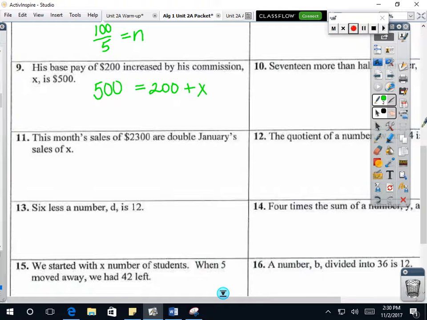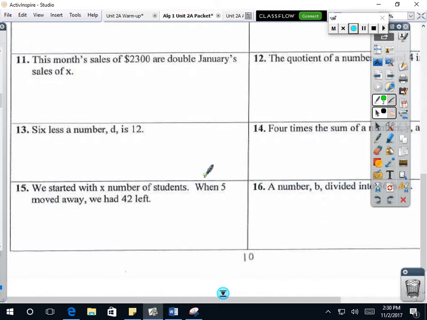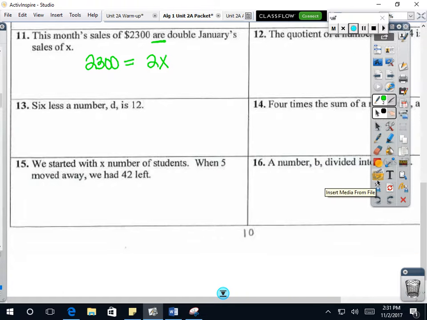All right, number 11. This month's sales of $2,300 are double January sales of X. What does R equal? Okay, 2X.